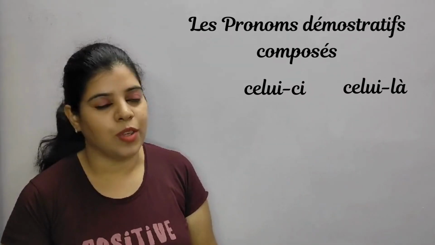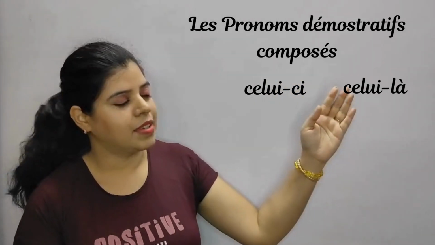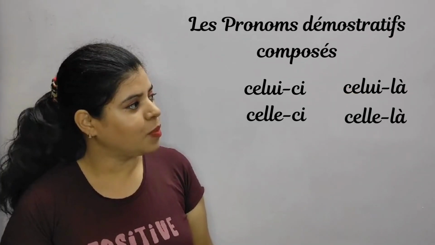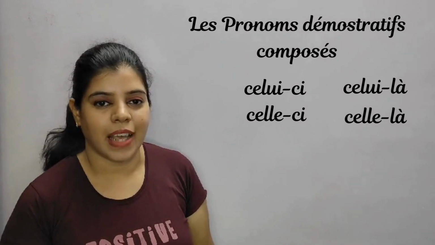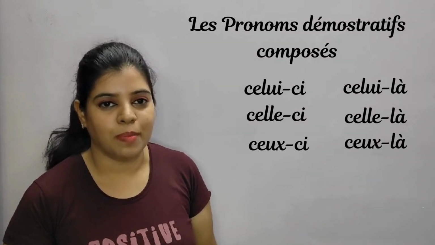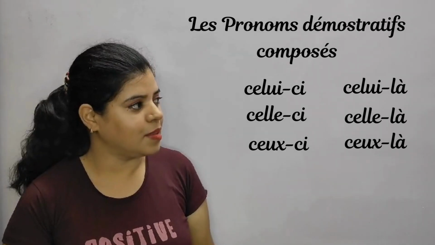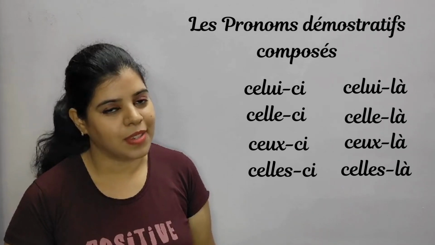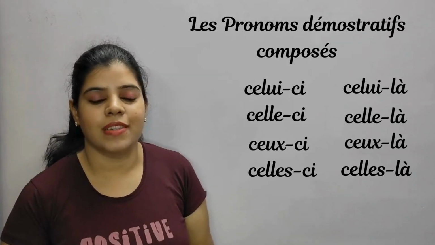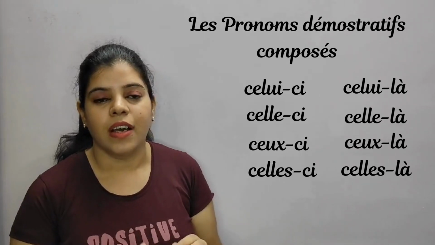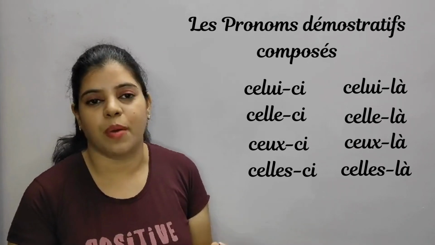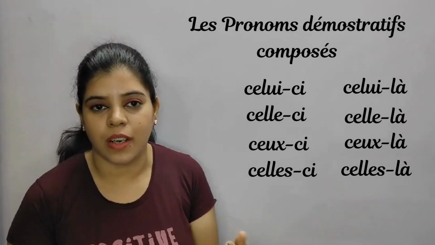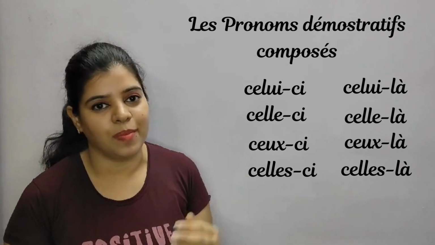For masculine, we use celui-ci, celui-là for saying this one and that one. For feminine, we say celle-ci, celle-là. For masculine plural, we say ceux-ci, ceux-là. And for feminine plural, we say celles-ci, celles-là. Now we use these ci and là to denote the nearness or farness. For example, if something is close to us, we can say celui-ci. And if something is a little far, we can use celui-là.